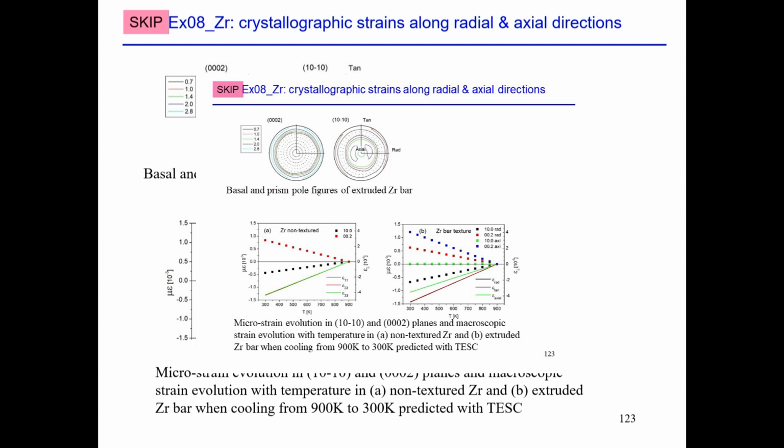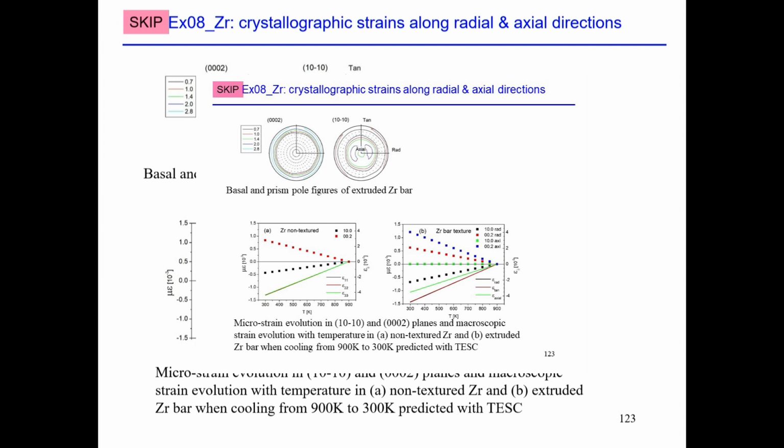And that was compared again to non-textured zirconium. So what you see here, the full lines, are the macroscopic deformation of your sample. Your sample has no deformation at 900 degrees, that is your reference, and then you cool it down, and the sample contracts as you expect thermally. But all three components, 11, 22, and 33, coincide. They all fall on top of each other.